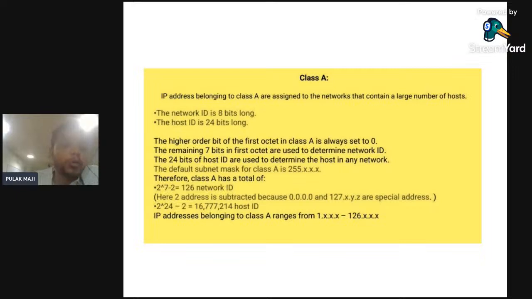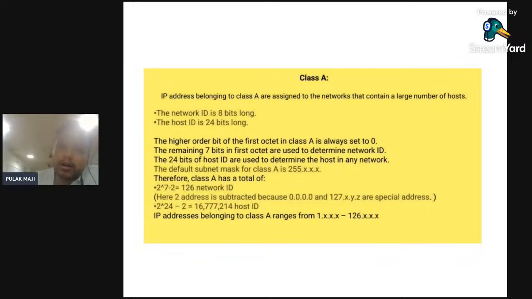So now these 2 bits are reserved. Now we need to fill up the next values. So what will be the next values? The remaining 6 bits, 1, 2, 3, 4, 5, and 6. To find the ranges, we have to see only the first octet.